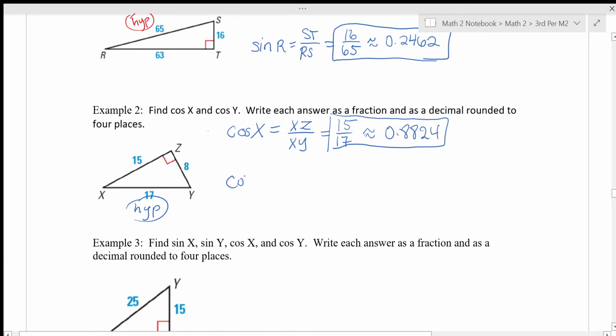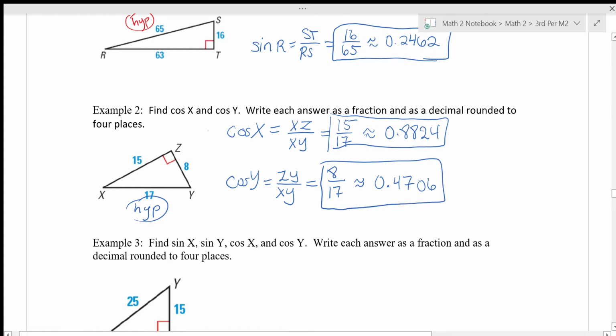Then we're going to find the cosine of Y, which is going to be the adjacent side of angle Y, which is ZY, over the hypotenuse, which is XY, adjacent over hypotenuse. ZY is 8, XY is 17. 8 over 17 is fully reduced. We're going to do 8 divided by 17, get a really long decimal, round it to 4 decimal places, which would be 0.4706. 8 over 17, approximately equal to 0.4706. So there's the cosine of X and cosine of Y written in two forms.